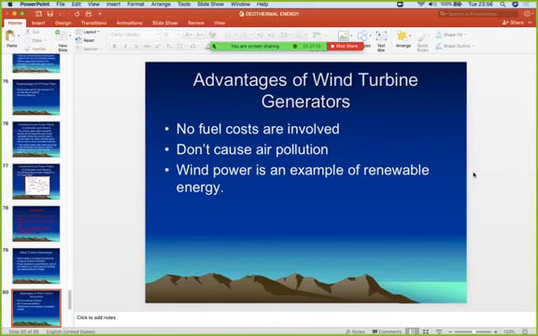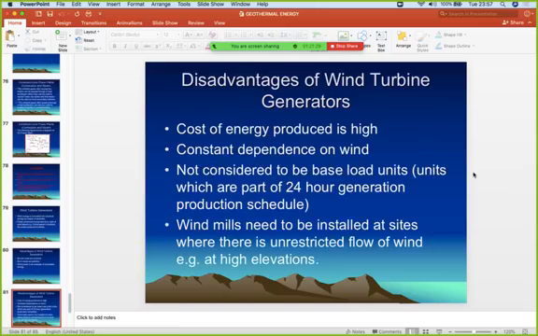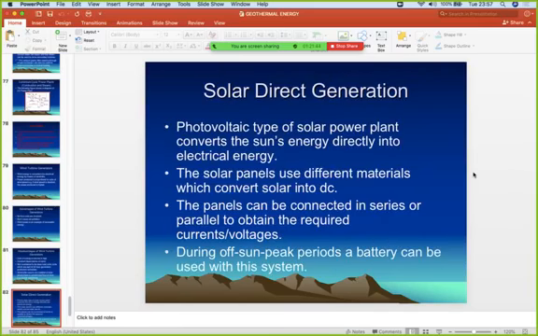Advantages, as we mentioned last time: no fuel cost. How can you provide fuel when the source of energy is wind? It doesn't cause air pollution. Wind power is an example of renewable energy. So these are the disadvantages, you just read through these. The windmills need to be installed at a site where there is unrestricted flow of wind at high elevations, so there is a constant dependence on wind.